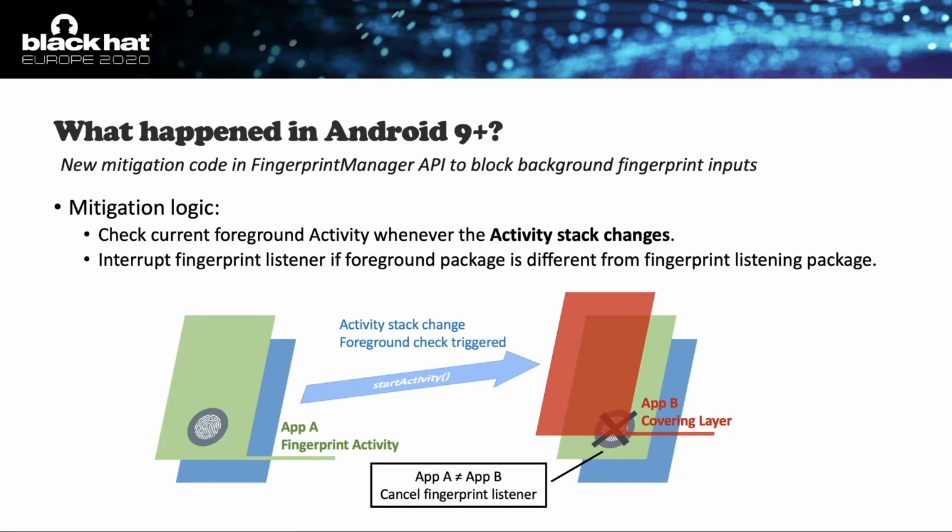Then the system will check whether the current foreground activity belongs to the same app that is listening to the fingerprint inputs. If they don't belong to the same app, then the system will queue the fingerprint listener for you.